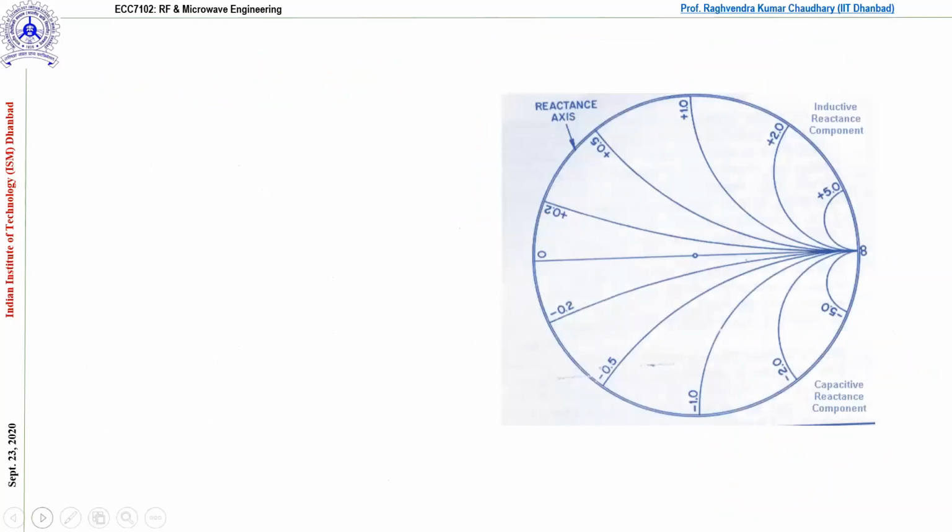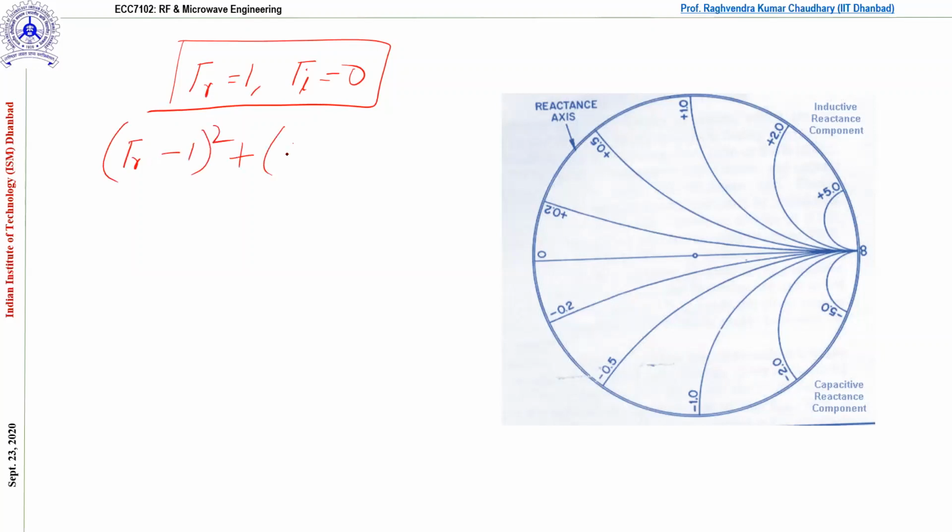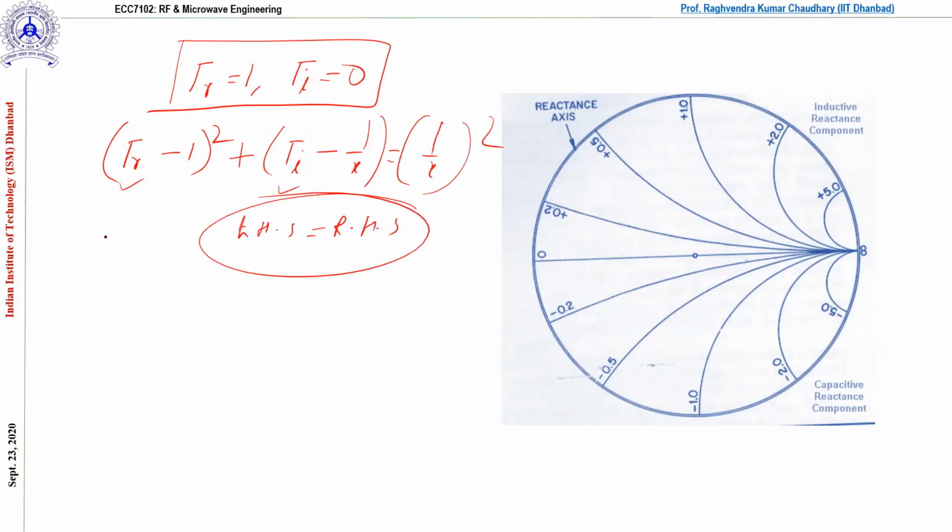Now, as I told you, all reactive circles pass through the point gamma r is equal to 1 and gamma i is equal to 0. This can be verified as well, correct? From the circle equation, if I recall it, gamma r square plus gamma i minus 1 by x, the whole square, is equal to 1 by x, the whole square. If you put 1 here and 0 here, you can see that both sides will be equal. So LHS equals RHS. Fine, we can prove this.